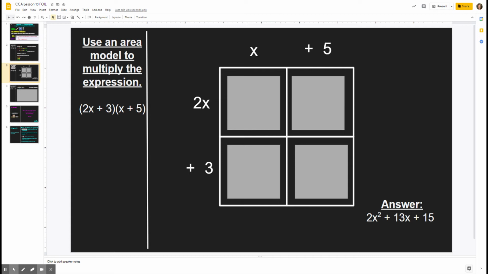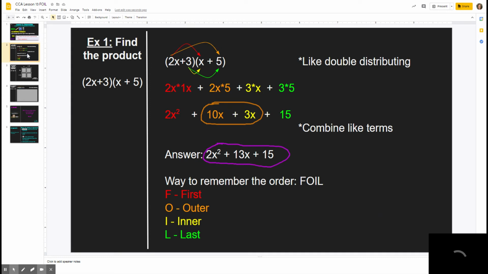And then we're going to fill in each of those rectangles like what we did the other day, right? And what does the L stand for? Oh, last. Amelia, I'm sorry if I did that too quickly. The L is for last. First, outside, inside, last.